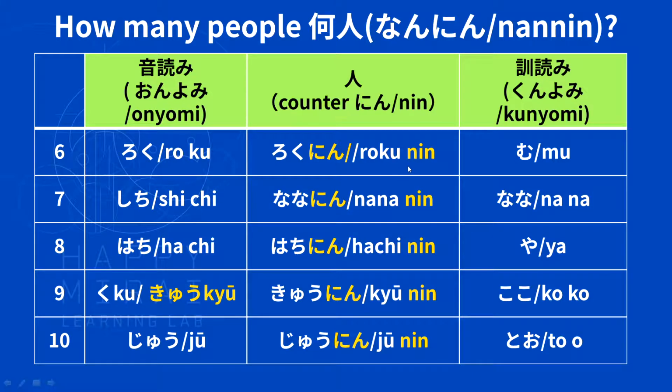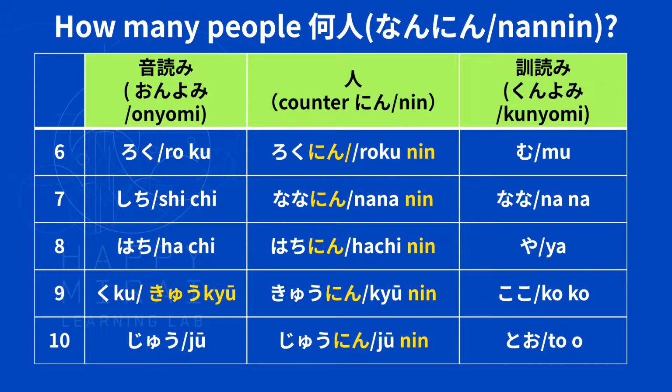For example, 6人, 6 people. 7人. Over here it's shichi-nin, not nana-nin. Number 8, 8人. Number 9, 9 people, 9人. Then number 10, 10 people, 10人.